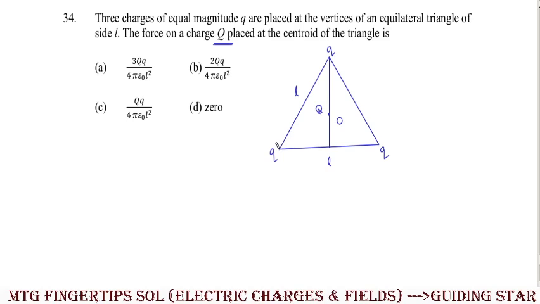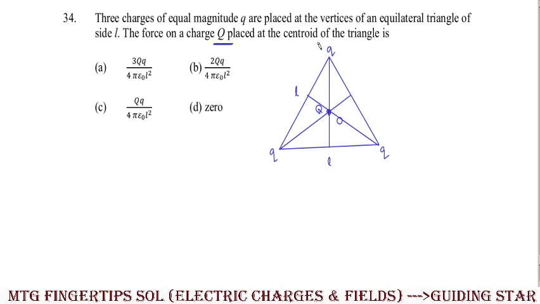If you draw perpendiculars from all the vertices, then all the perpendiculars will pass through the centroid of the given triangle. So in this particular case, if we draw one perpendicular from this particular charge Q, then that will cross the centroid, and from here also it will pass through the centroid. So this is the centroid of the given triangle.